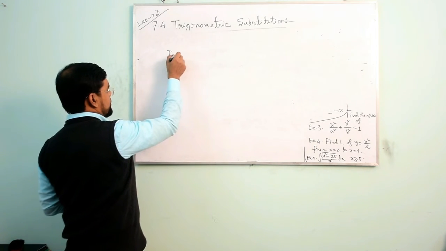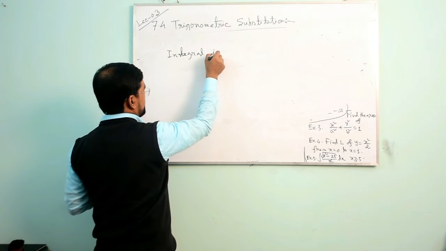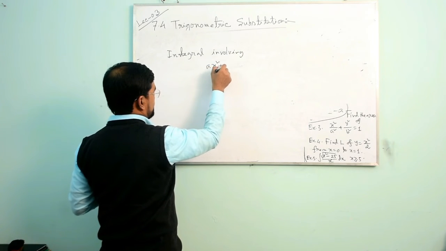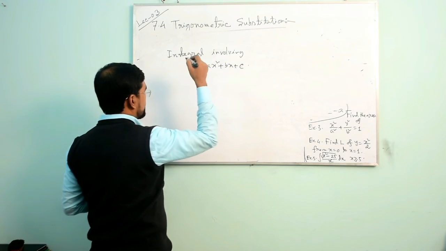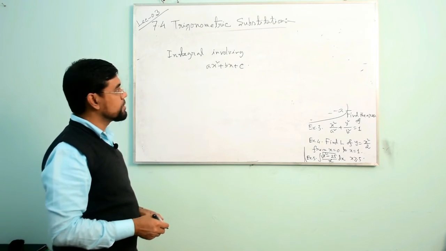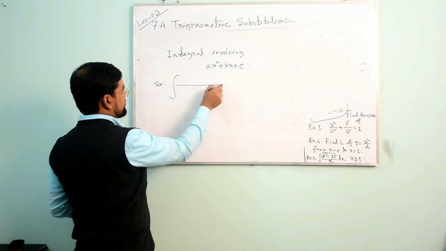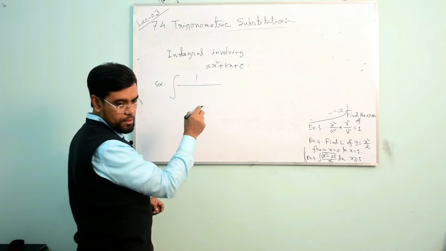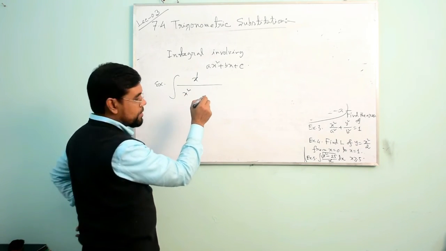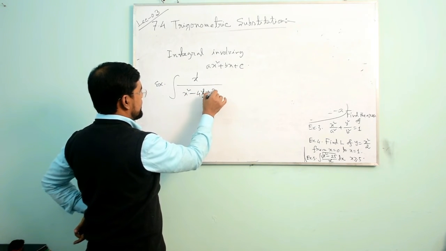So we also want to know integrals involving x square plus bx plus c. How can we integrate an integral involving x square plus bx plus c? Let's try this example. Integration of 1 by x divided by x square minus 4x plus 8 dx.